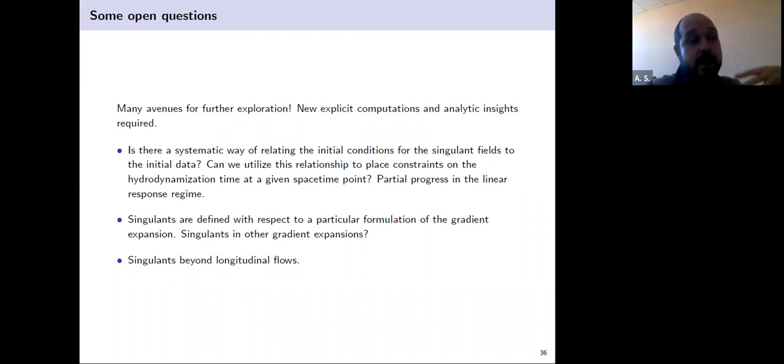for instance, like the nonlinear version of the purely spatial gradient expansion that I considered in the first part of the talk, and that is only known through the work of Kaplis and Grosdanov up to third order at the fully nonlinear level. Okay, and finally, we still need to explore singulants beyond longitudinal flows, because at this point, we don't even know if the large order behavior of the gradient expansion for a generic fluid flow is going to decompose into channels, which can be mapped to the natural channels that one has in linear response theory.